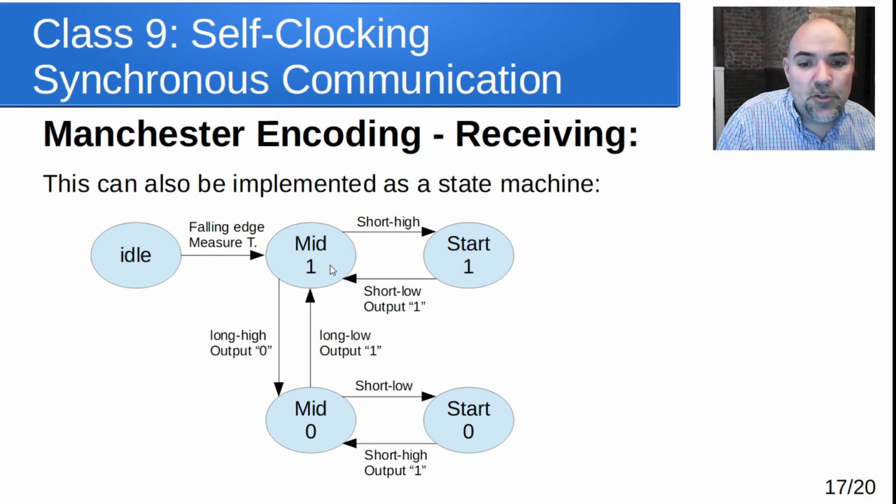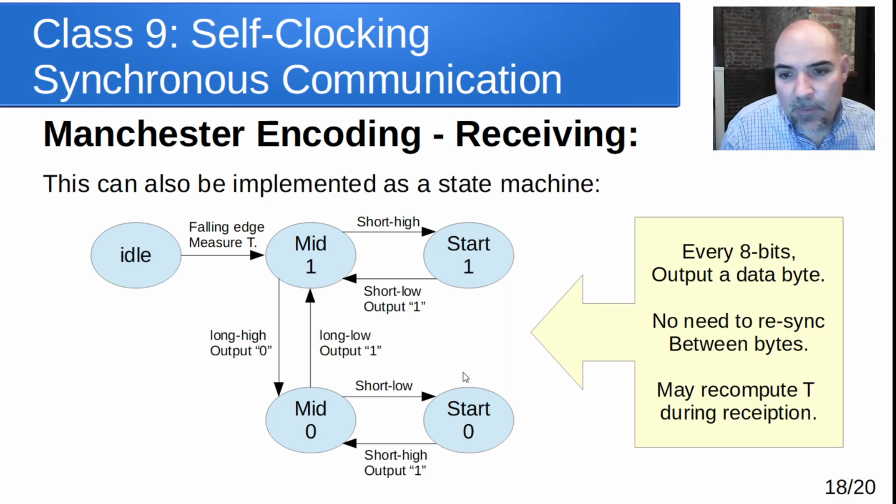So if I keep getting short, short, short, short, and I was in 1, I keep getting 1s. Remember, it looks the same over and over. But if I see something where I now have a long pulse, and I'm in 1, I output a 0, and I'm in the middle of the 0. And if I get short, low, short, high, short, low, short, high, I keep getting 0s until I get a long low pulse. So anytime I get a long pulse, it switches to the other bit. Anytime I get a short pulse, I'm staying the same bit. And you can see it outputting those. And with this, every 8 bits, I output a byte.